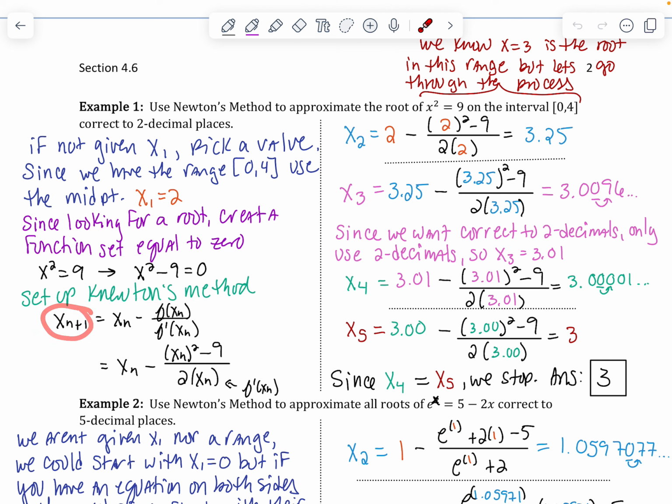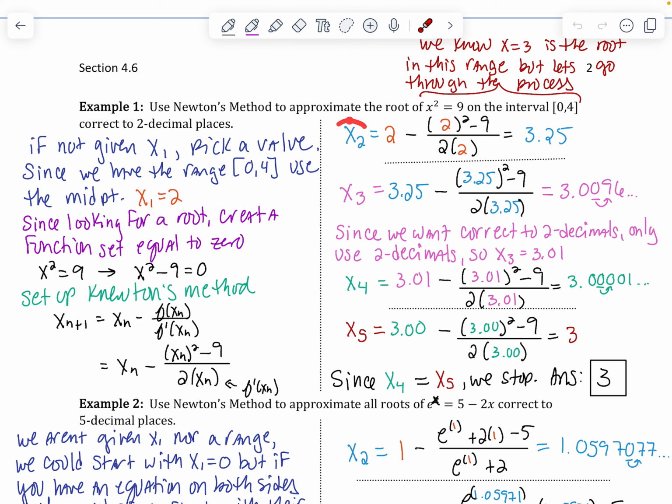Newton's method says an output, a root, can be found by the previous value plugged into the function divided by the derivative of the function subtracted from that previous value. So in our case, our function is x squared minus 9. So we're going to put the previous x sub n in x squared minus 9. The derivative is 2x, so we're going to have 2 times that. And so here's the equation for this particular problem's Newton's method.